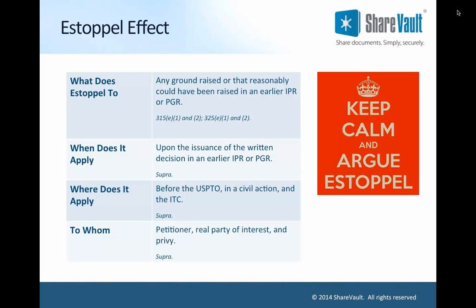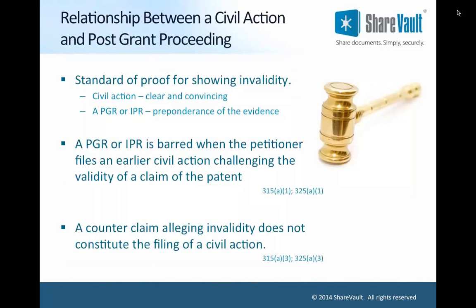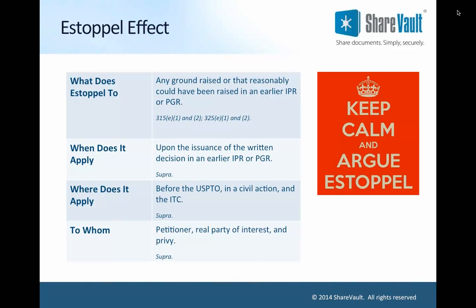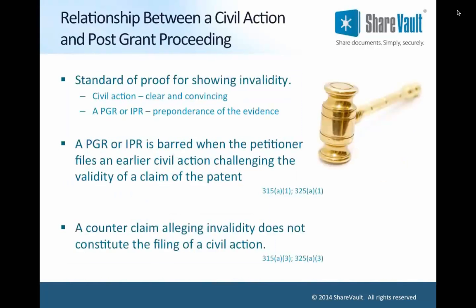And it applies to the petitioner as well as the real party in interest, which might be an exclusive licensee or the owner of the patent, and anybody who's privy to the real party in interest or petitioner. So that's an estoppel, and it's something that's very important to keep in mind because it may limit your future options if you're the petitioner and you decide to raise an issue or bring a petition.